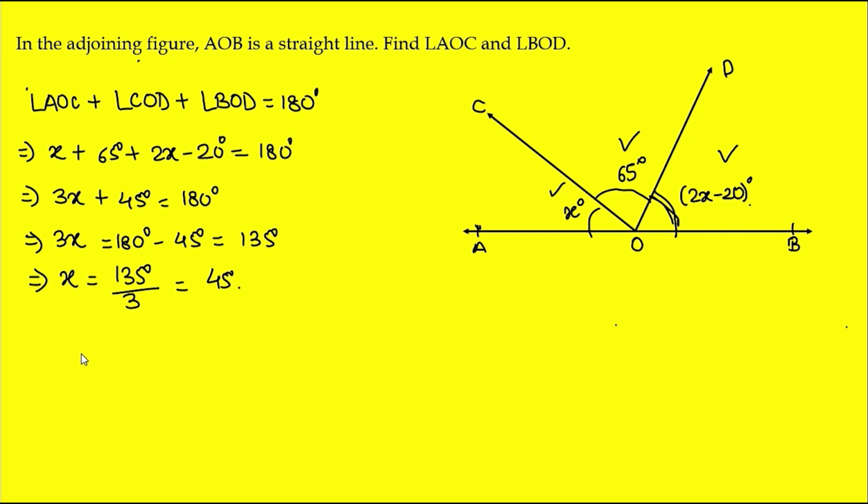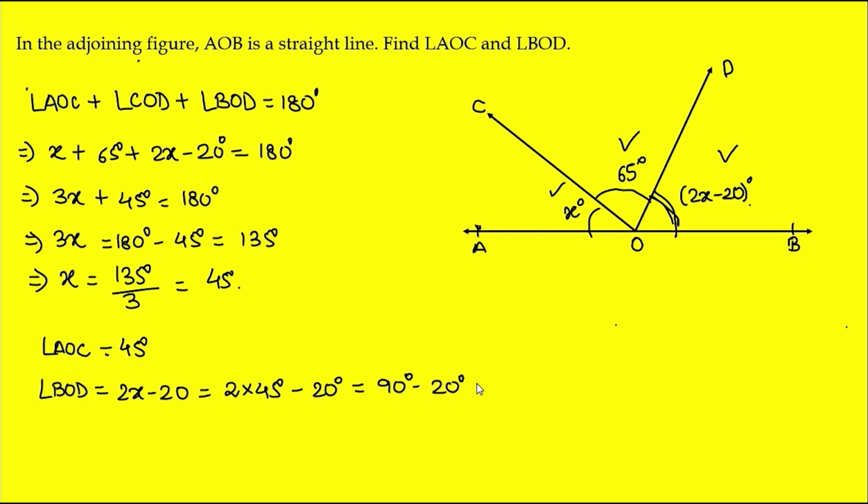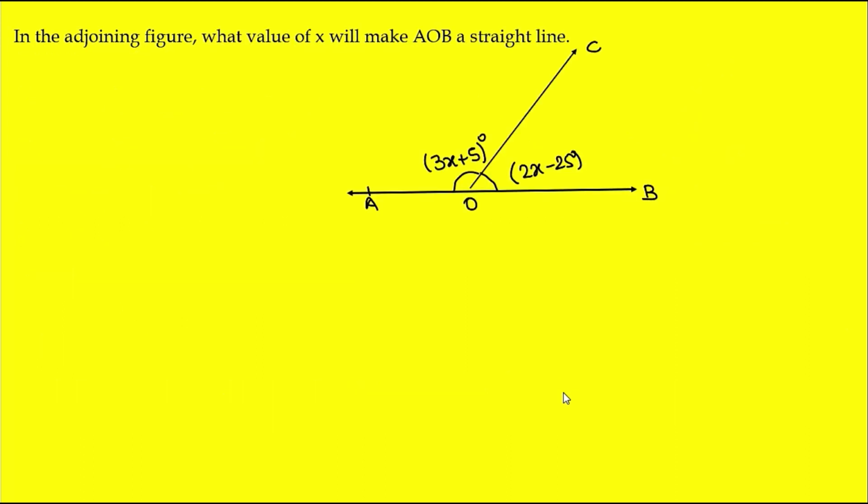Angle AOC is given as x, so simply you will write the measurement of angle AOC is 45 degrees. Angle BOD is given as 2x minus 20 degrees. In place of x, just replace it with 45 degrees: 90 degrees minus 20 degrees, that is 70 degrees. So angle AOC gives you 45 degrees and angle BOD gives you 70 degrees. So let's move on to the next question.